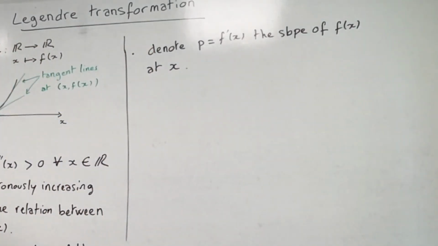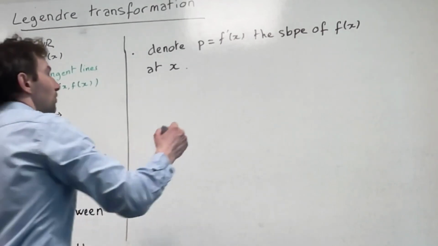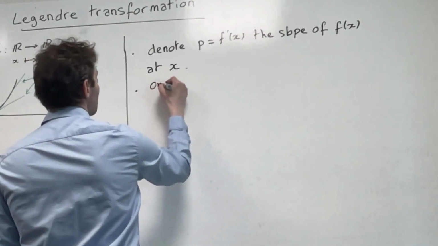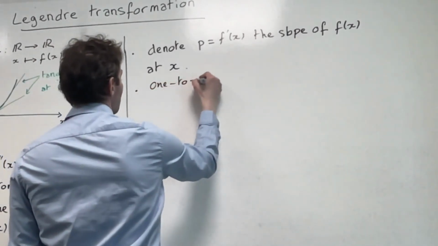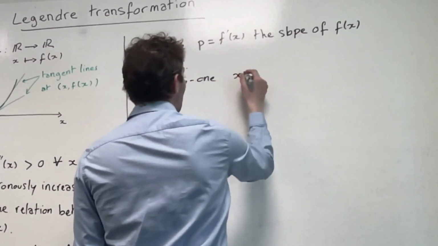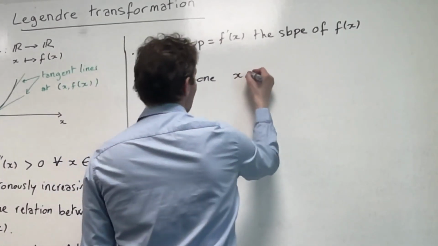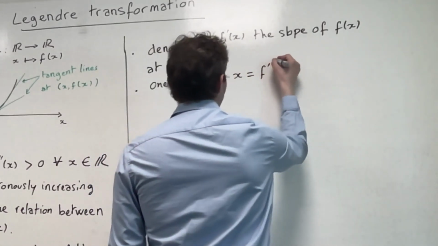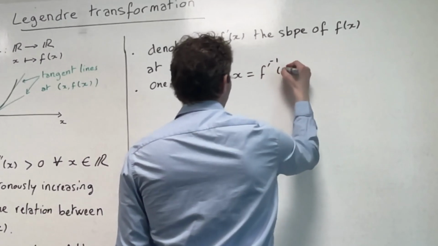Now, because we have a one-to-one relationship, what I can also call a bijection, it means that the inverse of f prime actually exists. So this one-to-one relationship tells us that if you know p, the slope, you know that x is equal to f prime inverse of p.